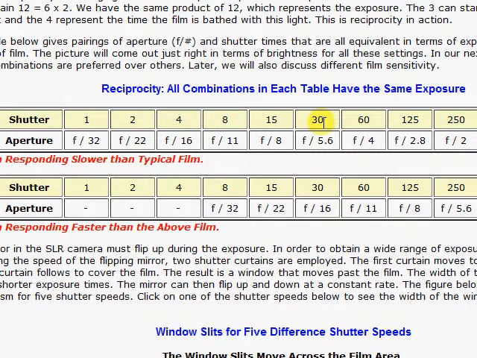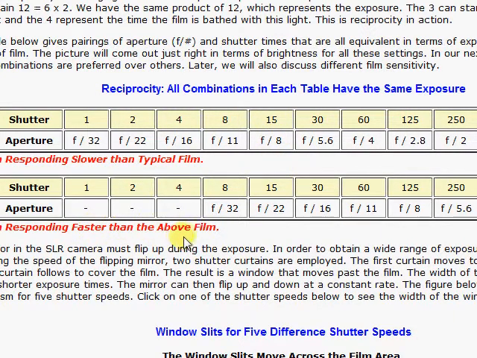So when we double the area from f5.6 to f4, we then have to compensate by taking 1/2 the time, and then the same amount of light gets to the film. The fact that this works pretty well is called reciprocity. Let's look at a case here.